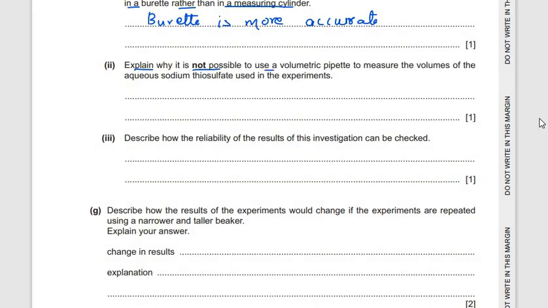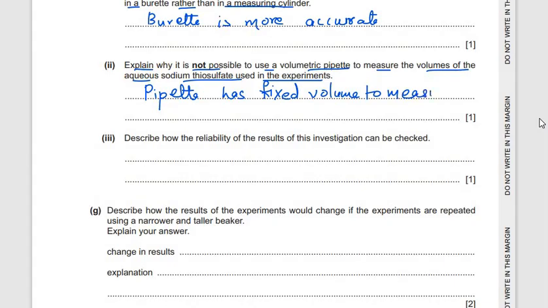Explain why it is not possible to use a volumetric pipette to measure the volume of aqueous sodium thiosulfate used in the experiments. Now you know that the volumetric pipettes have fixed volumes of say 5, 10, 20, 25, but here we needed a variable volume of 6 centimeter cube, 7 centimeter cube, 5 centimeter cube. So as we can write that pipette has fixed volume to measure, but we need to measure variable volume. So we can't use pipette. We can still use burette, but we can't use a pipette because pipette has fixed volumes.